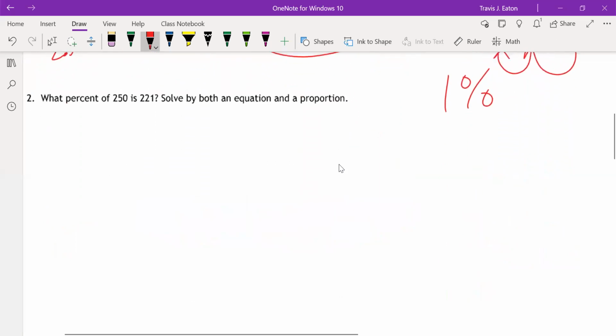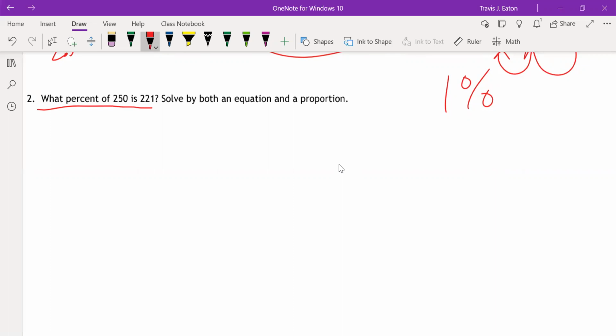I know I am. This says, what percent of 250 is 221? And it says solve by both an equation and a proportion. So let's take a look at this. This sentence right here, what percent of 250 is 221?